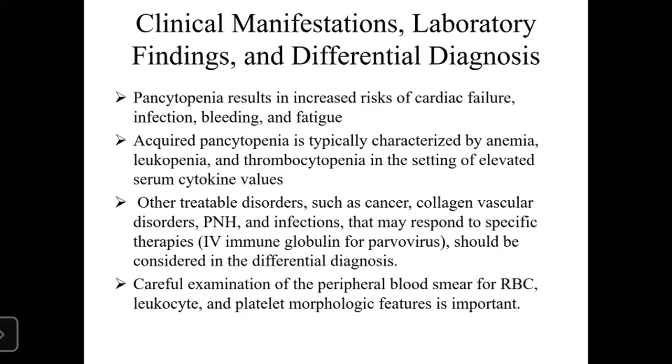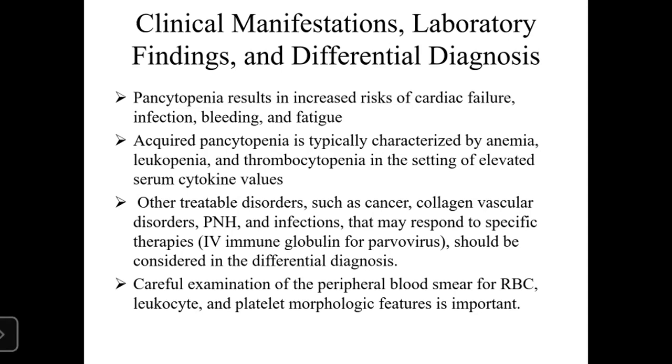Next is acquired pancytopenia. The clinical manifestation, laboratory findings, and differential diagnosis of acquired pancytopenia should be looked for, right? In pancytopenia, the hemoglobin is low, which can lead to cardiac failure. The total leukocyte count, with severe neutropenia, can lead to infection. Severe thrombocytopenia, less than 20,000, can lead to bleeding, and if the hemoglobin level is less than 6, the patient might have fatigue.